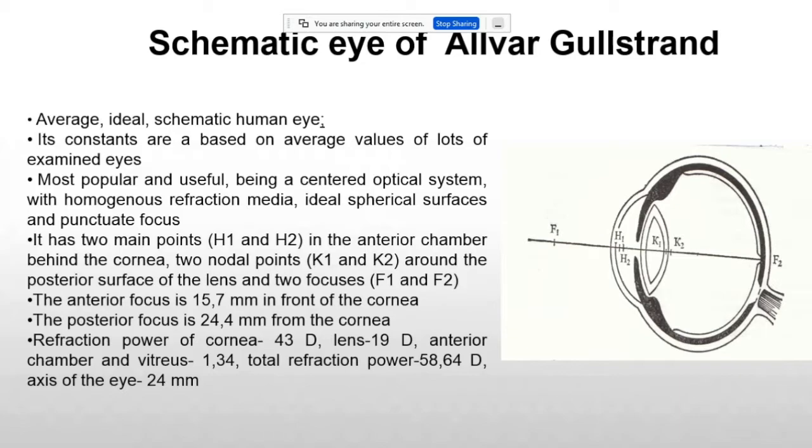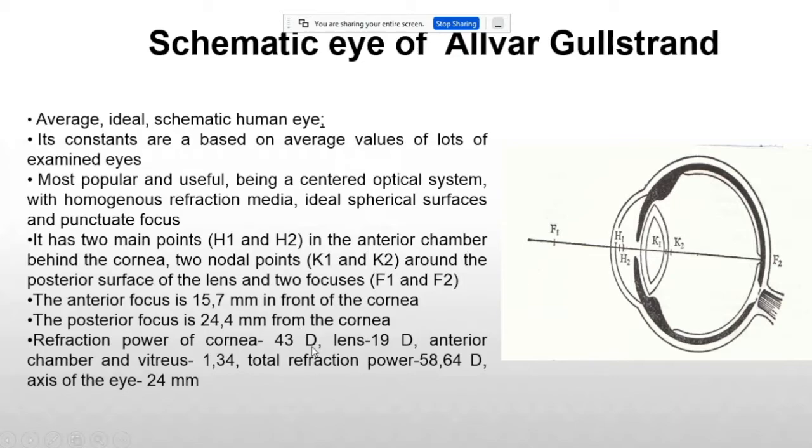schematic eye, being a central optical system with homogeneous media, ideal spherical surfaces, and the focuses are points: two main points, H1 and H2, in the anterior chamber, two nodal points around the posterior surface of the lens, and two main focuses, situated accordingly 15 and 7 millimeters, and the posterior focus is 24.4 millimeters from the cornea.